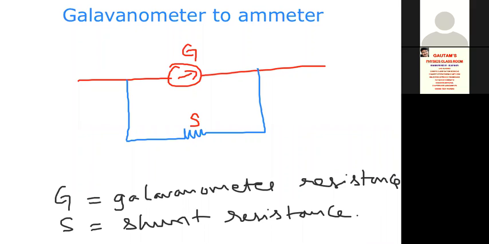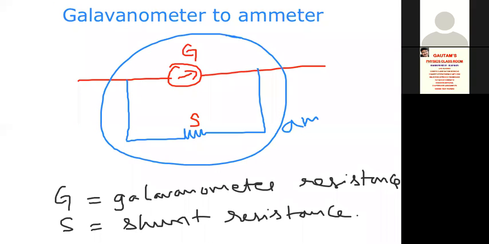Here capital G is the galvanometer resistance, S is the shunt resistance. So now they are connected in parallel. Then they call it an ammeter. The question arises, what is this ammeter? Just now I told that a galvanometer is an instrument to measure small currents. An ammeter measures a little bigger values of currents. So with an ammeter we are measuring the current here also, but the galvanometer is for small currents.